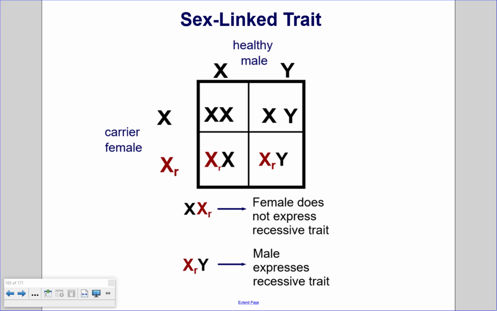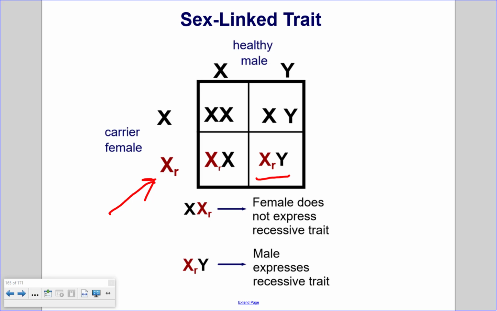Sex-linked trait. Here we have a cross between a healthy male and a carrier female. The female carries a sex-linked allele, and it's on the X chromosome there, so she is a carrier. And as we can see from the cross, only a male, in this case, will actually have that disorder, have that phenotype, because he is stuck with a recessive allele from the mother, but does not get a healthy X chromosome from the father, because in order to be a boy, he must receive a Y chromosome from the father.